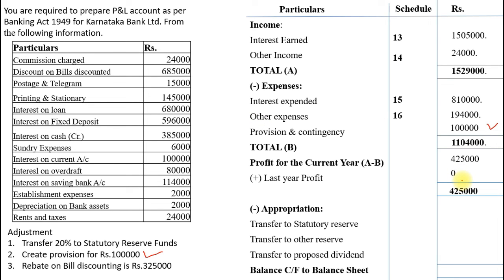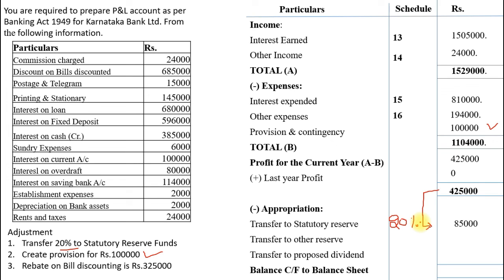Okay, 4,25,000. Now from this particular value, we need to deduct all our appropriations. Now remember, there's only one, see all the things have been posted except one. Transfer 20% to statutory reserve fund. Remember, 20% meaning from your profit, we will have to remove 20%, and that will become your statutory reserve. So we have to remove 20% of 4,25,000. So 20% of 4,25,000 will come to 85,000 rupees. So transfer to statutory reserve 85,000 rupees.